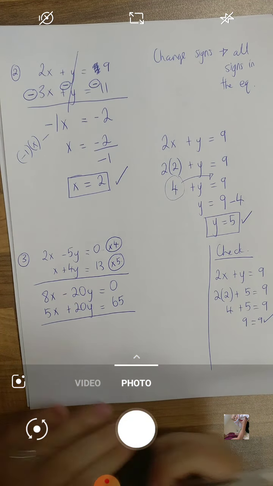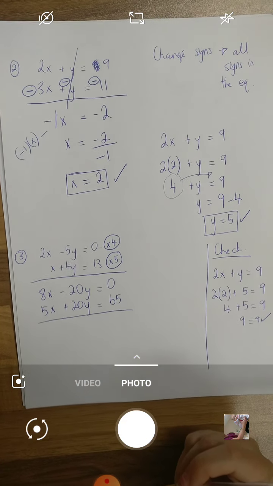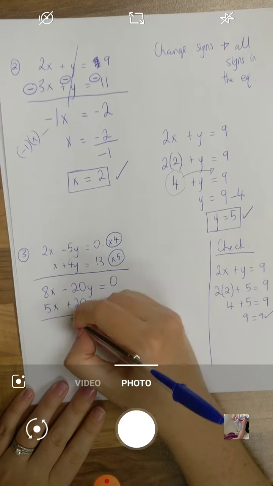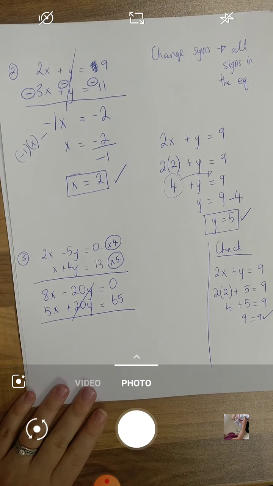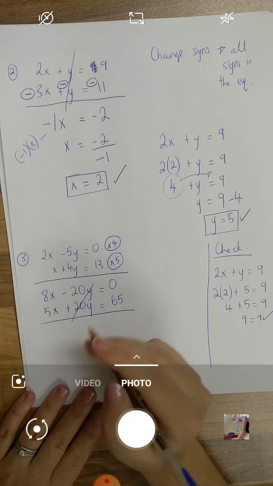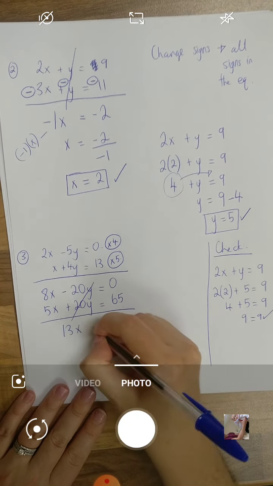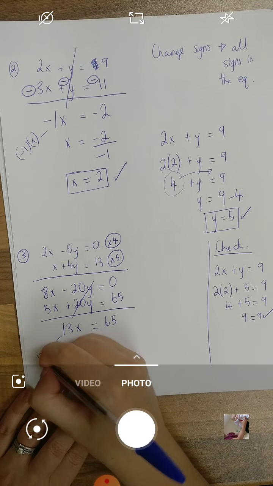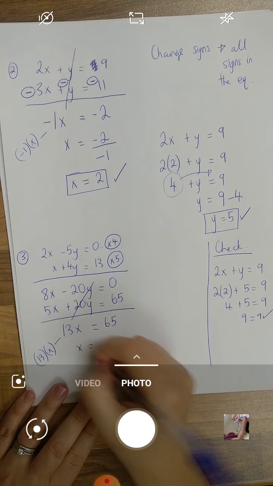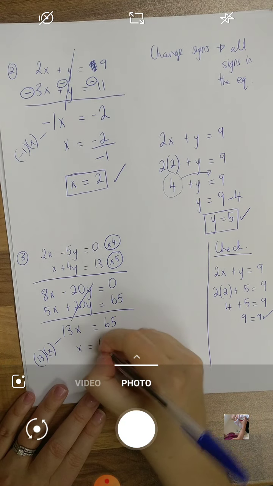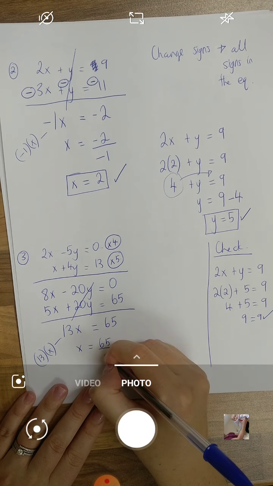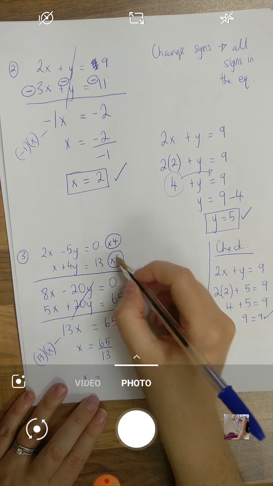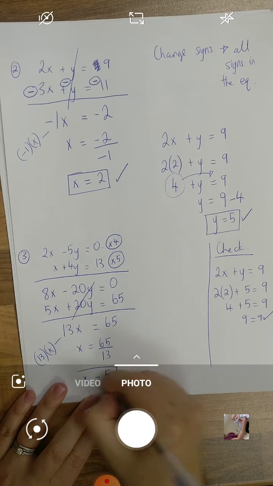And what you should notice here is we have minus 20y, so plus 20y minus 20y is 0, so we're able to get rid of that. 8x plus 5x is 13x equals 0 plus 65 is 65. Remember, 13x is 13 times x. So if it's times, when we move it over to the other side, it becomes division. So 65 divided by 13, and we know that would be 5.